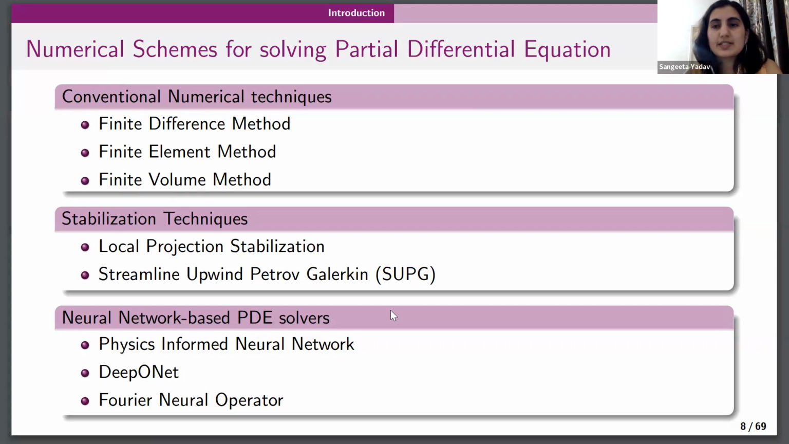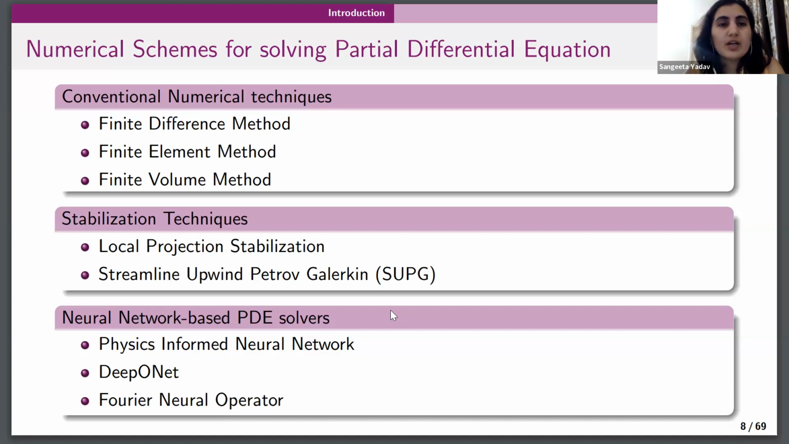But none of these categories of technique is sufficient for solving singularly perturbed differential equations. Why? In the first category, we see spurious oscillations. In the second category, which is stabilization techniques, we can get rid of the spurious oscillations, but these techniques are dependent on a stabilization parameter, which is difficult to find. And the third category of techniques, they perform well for a simple class of PDEs, but when there is a boundary layer or some kind of non-regularity in the solution, then these techniques are inadequate, like physics informed, DeepONet, and Fourier neural operator, all three of them.